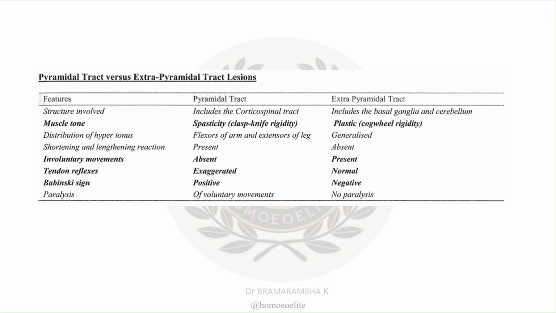Spasticity we previously saw in upper motor neuron lesions. Involuntary movements are mainly present in the extrapyramidal tract. Tendon reflexes are exaggerated in the pyramidal tract, which is related to the corticospinal tract and motor movements. Mainly voluntary muscles are involved in the pyramidal tract. In the extrapyramidal tract, there is no paralysis. Babinski sign is positive in the pyramidal tract.